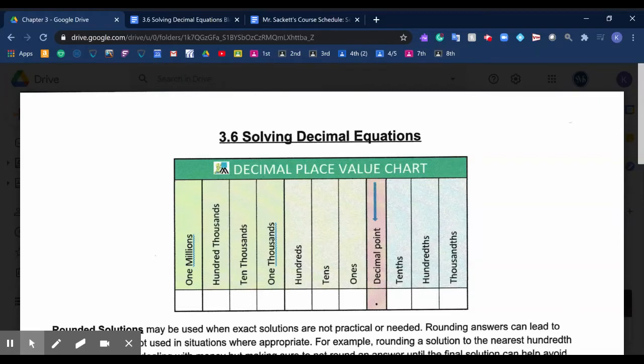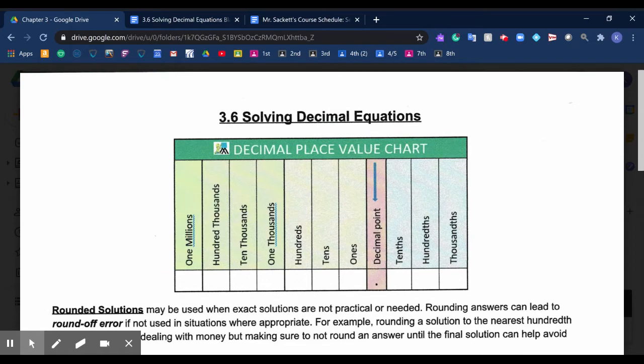Welcome to lesson 3.6, solving decimal equations. So to begin with, I just threw on here a decimal place value chart because in this process we will be doing a bit of rounding.